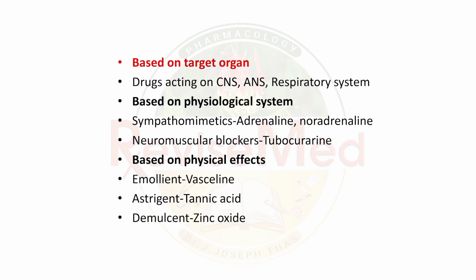We can also call drugs based on the target organ on which they act: drugs acting on the CNS, ANS, respiratory system, etc. We can also group some drugs based on the physiological system on which they act: sympathomimetics like adrenaline, noradrenaline, or neuromuscular blocker drugs like tubocurarine, etc. Then finally, we can also call some drugs according to their physical effects, like emollient, astringent, demulcent, etc. Now we will see different terminologies denoting various aspects of pharmacology.